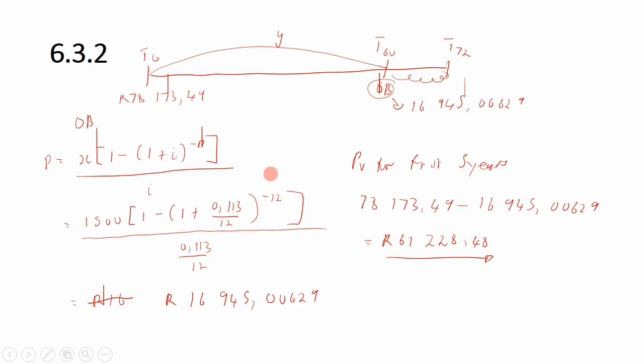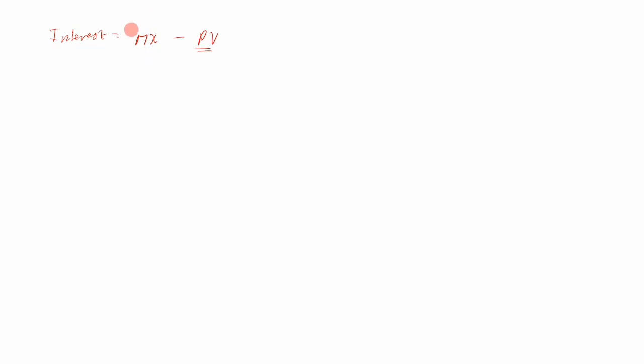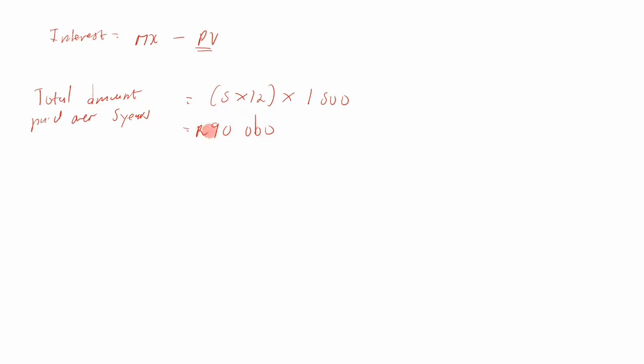Okay, but then remember, in order to calculate our interest for a loan, we have to have nx minus the present value. We have already calculated the present value. That's the 61,228.48. Now we want the total amount repaid over that period of 5 years. So total amount paid over 5 years. So to get that one, we say 5 years is the same as saying 5 times 12, and then multiply that by the repayment amount, or the regular payments, which is 1,005, and then that should lead us to 90,000, right? So we have 90,000.